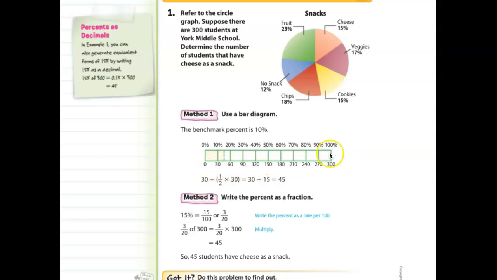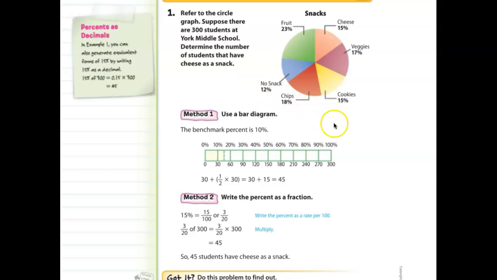Now the bottom, the whole of the 100% is equal to 300 students, and so they took the number 300, divided it by 10, and skip counted by 30. And you can see 15 is halfway between 10% and 20%, so they calculated that halfway between 30 and 60 is 45. Well, let's use the same method that we used on the previous page and see if we agree with this answer.